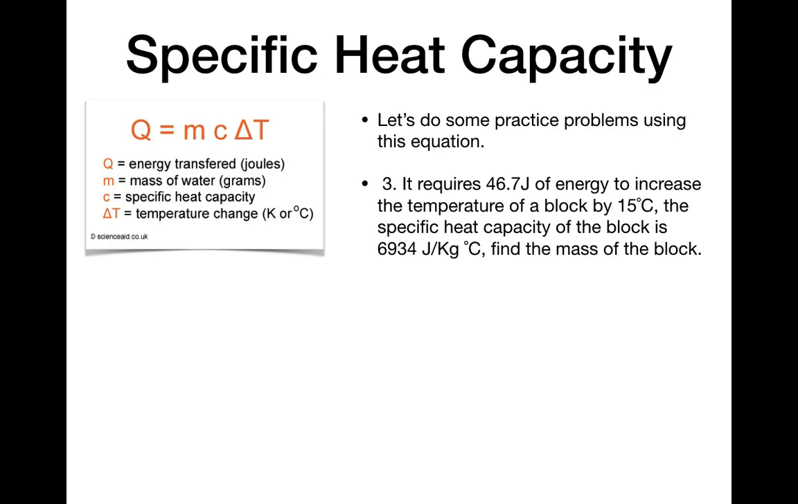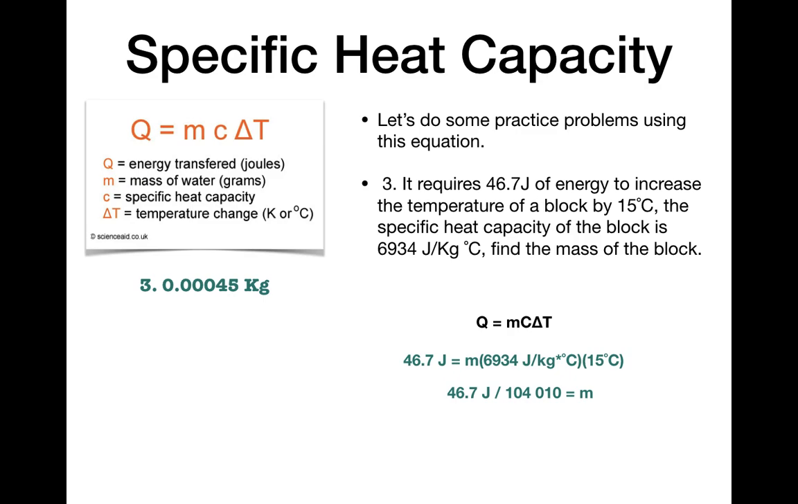The last one is a little tricky, because to find the mass we have to rearrange our formula. So the answer is 0.00449 kilograms. So Q equals mc delta T. I put my numbers in, 46.7 joules equals m times the heat capacity times the change in temperature. If I solve that for m, I get 0.00449 kilograms.